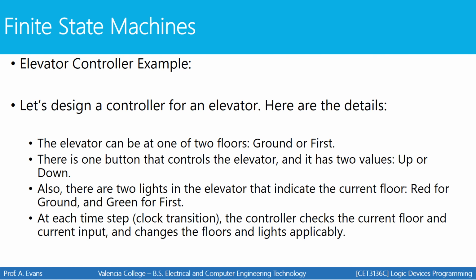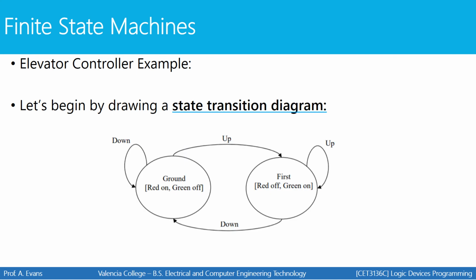And then at each time step, meaning each clock transition, the controller checks the current floor and the current input and changes the floors and the lights applicably. Let's start with a state transition diagram. This will basically convert all of the material with the specifications into a diagram.